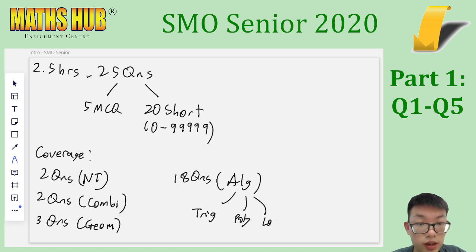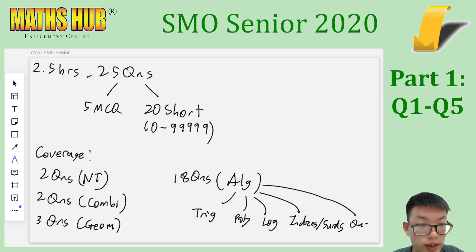polynomials, logarithms, indices and surds. It includes quadratics, but it does not include calculus in any way. So calculus is one of the topics which is excluded from the SMO Senior.